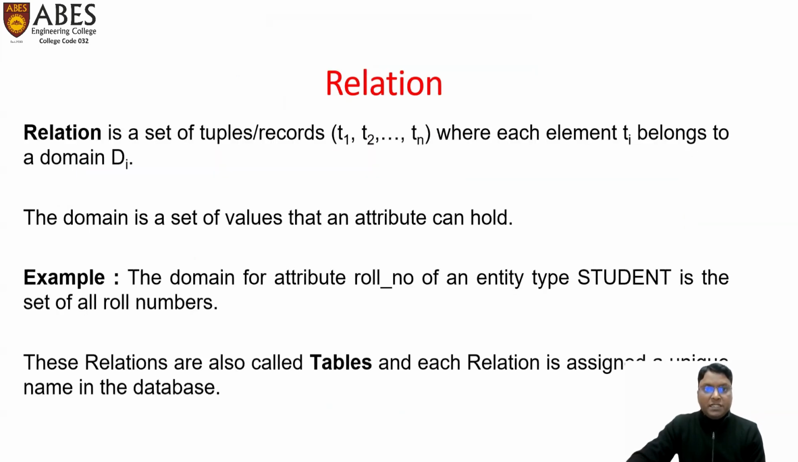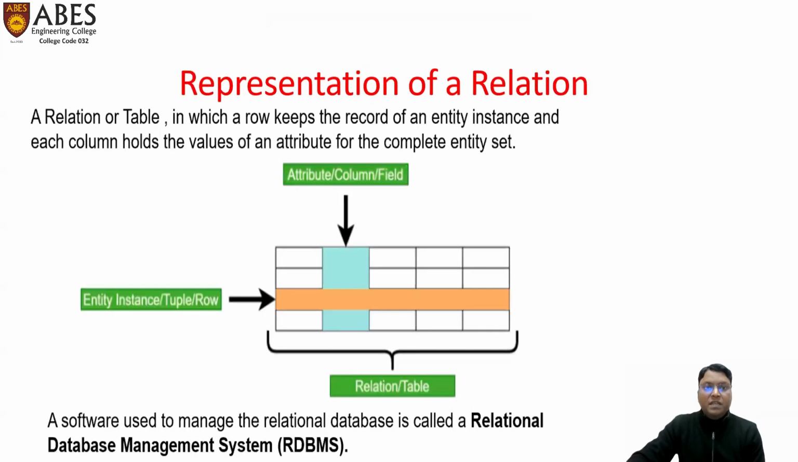First of all, we should understand what is a relation. A relation is a set of tuples (records) where each element Ti of a tuple belongs to the domain Di. The domain is a set of values that an attribute can hold. Example, the domain for attribute roll number of an entity type student is the set of all roll numbers. These relations are also called tables, and each relation is assigned a unique name in the database.